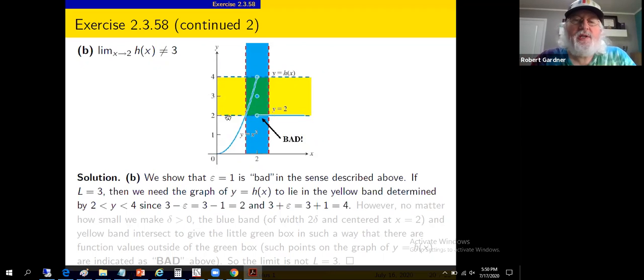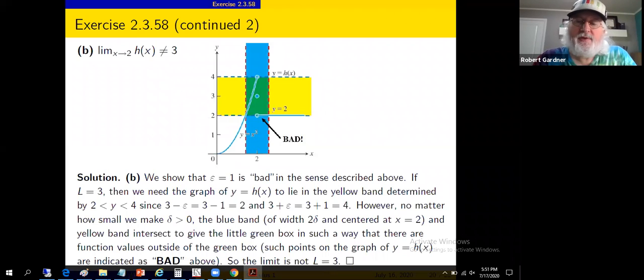If that bugs you, then make epsilon a little bit smaller. Make epsilon equal to a half, and then they're definitely well outside of the yellow band. And then epsilon equals a half is bad. If 1 is bad, anything smaller than 1 and positive is also bad. But we've got these bad values here. Hey, at least we've got the value of the function inside the green box. And what does that tell you? Nothing. I don't care what happens at 2, because it's a limit.